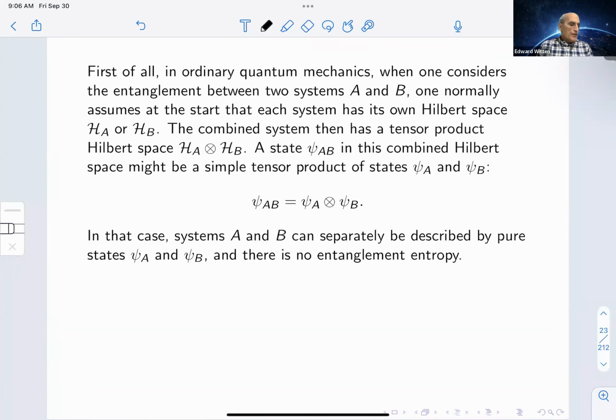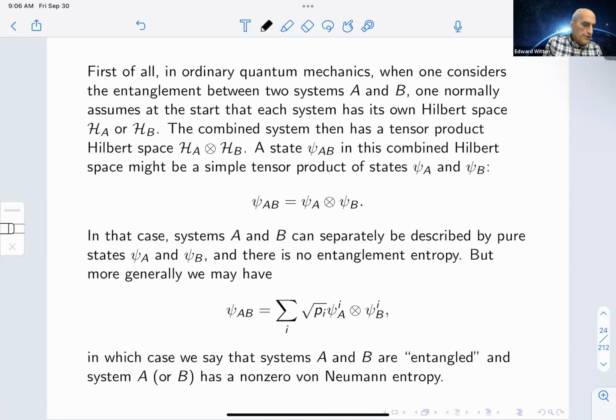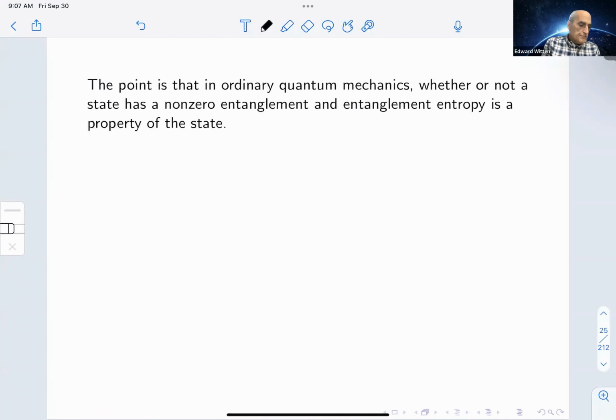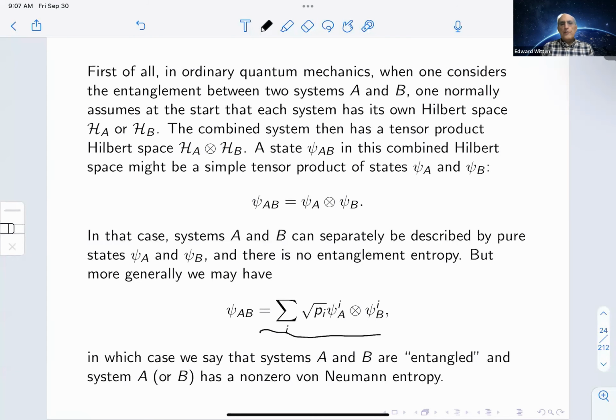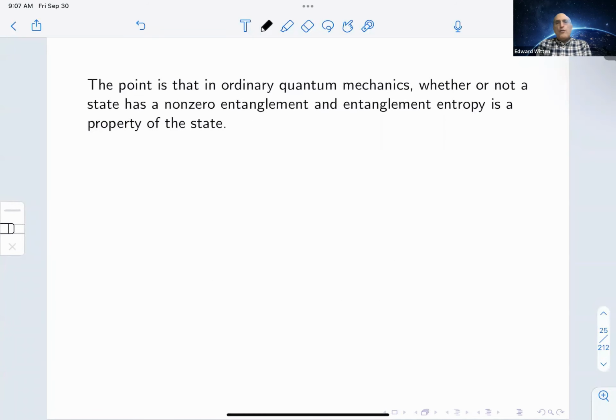In that case, systems A and B can separately be described by pure states, namely psi_A and psi_B. And there's no entanglement or entanglement entropy. But a more general state is not a simple tensor product, but a sum of tensor products like this one. In that case, we say that systems A and B are entangled, and each system separately has a non-zero entropy. Now, the point of this elementary slide has been to remind us that in ordinary quantum mechanics, whether or not a state has non-zero entanglement and entanglement entropy is a property of the state, not the system.